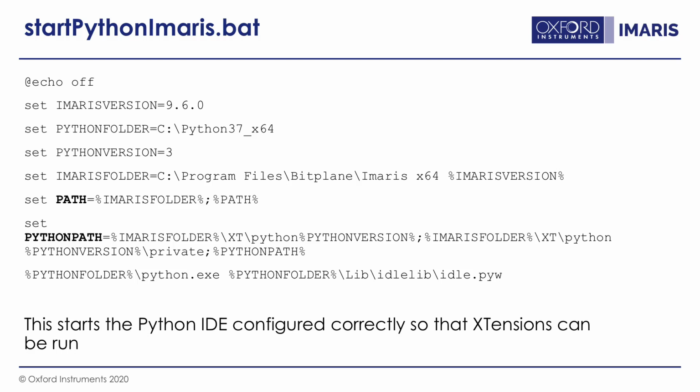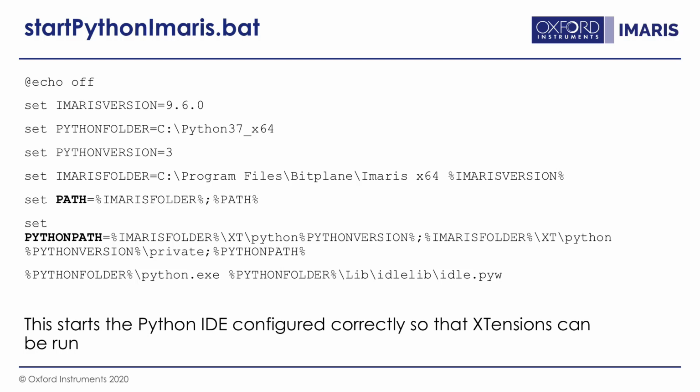So this is the start Python Imaris batch file. At the beginning, there is an Imaris version defined and the Python folder. So this is for Imaris 9.6 with Python installed in C Python 37_x64. If you have a different Imaris version, then you should adjust this batch file. Okay, so if you use this start Python Imaris bat, everything should run fine.